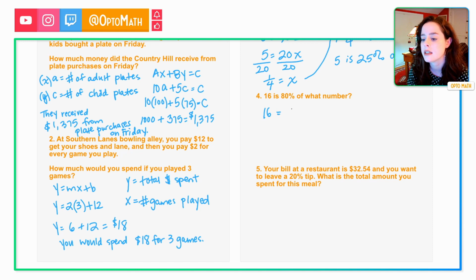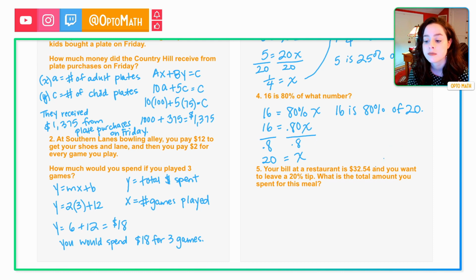16 is 80% of what number? So instead of writing 80%, we can write 0.80 or 8/10 times our x. Now let's divide both sides by 8/10. X equals 20. So here's what we'll write. 16 is 80% of 20.